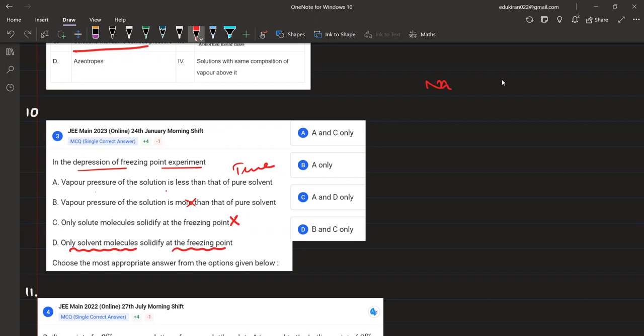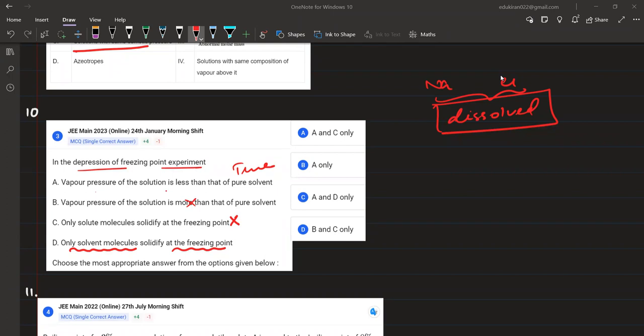That means Na and Cl is still what? It is still dissolved. Correct? Okay. It is still dissolved in that ice. Only the water has solidified. Clear? Everyone, yes or no, please tell me. Yes, sir. That is why solvent molecules only solidify. And solute, jo hota na, it can either dissolve or get precipitated. Okay? There are only two things that can happen.